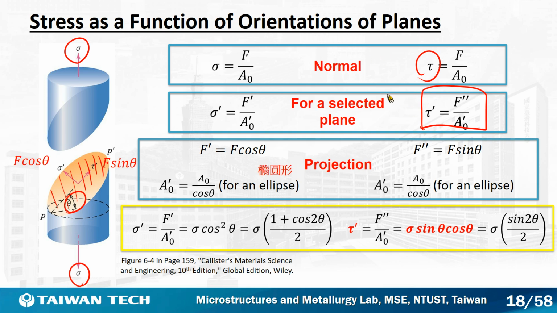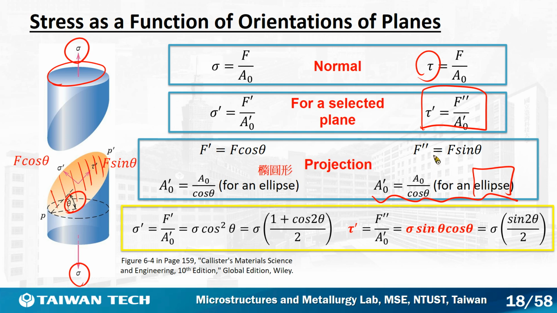First, we have tensile stress F and A0. And here we must calculate F double prime and A0 prime. For A0 prime, we can use this equation. This is the area of an ellipse. Okay, this is an ellipse, and this one is a circle. So this is a cylindrical structure.